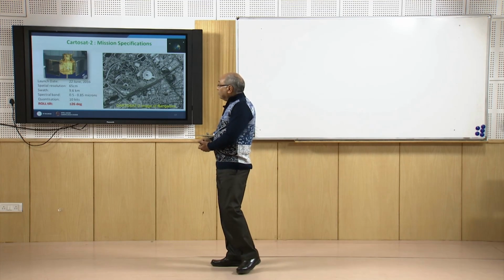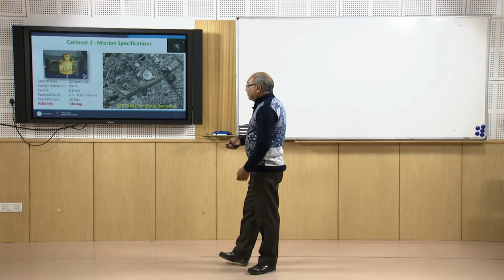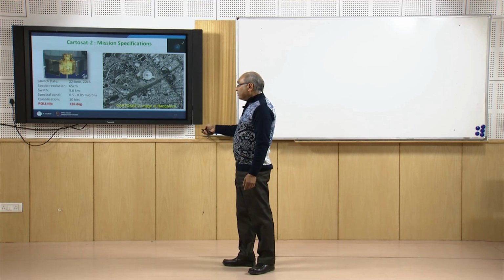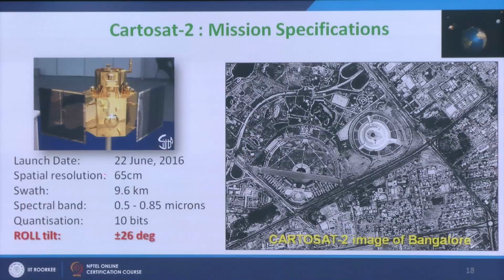Now the newest in the series is Cartosat, which was launched only in June 2016, this year. The spatial resolution has improved very significantly. It is now only 0.65 meter, that means 65 centimeter, and as I have been mentioning, the higher the spatial resolution, the lesser the swath width. So swath width has reduced to about 10 kilometer. Only a very narrow strip of the earth is covered, and of course the band has also become narrow.